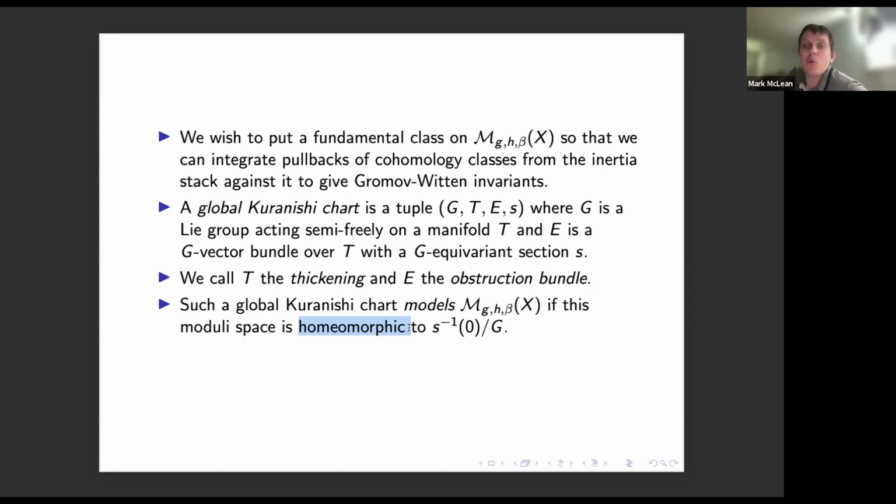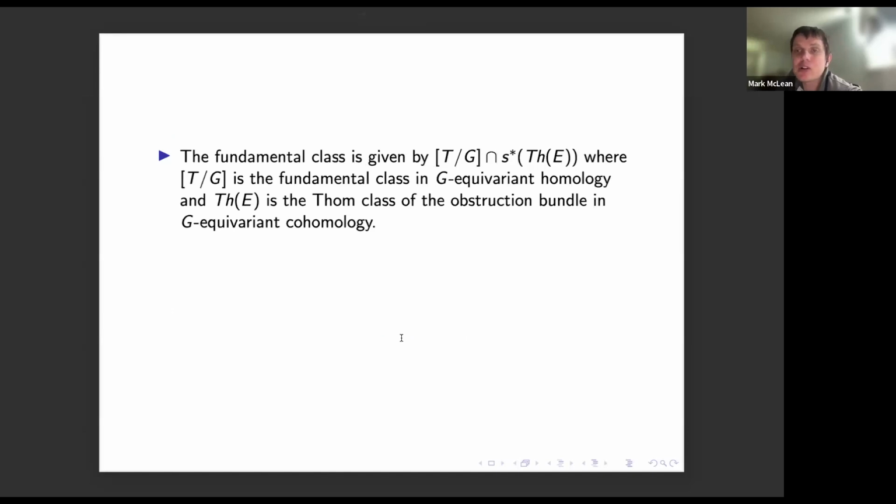Once you have this structure, then you can build a fundamental class. I'm not going to talk much about this; I'm just going to be very rough. The fundamental class is given by taking the fundamental class of T mod G, which is an orbifold, and capping it with the Thom class of the vector bundle. T mod G has a fundamental class in G-equivariant homology of T. If you're working over Q, it's just homology of the quotient. But if you're working with something like K-theory, then you work with G-equivariant K-theory, and you can put a fundamental class on that. We talk about this in my paper with Ivan Smith and Mohammed Abouzaid. So you can build a fundamental class once you have this structure, and it's not so bad.